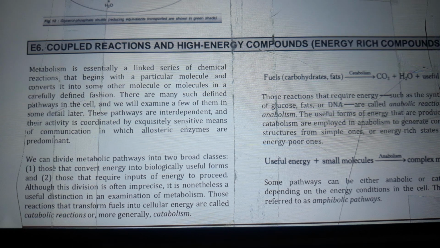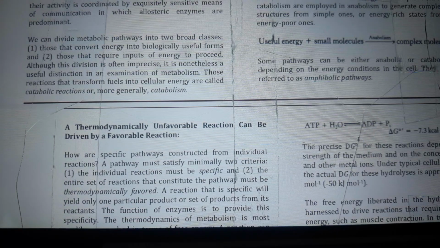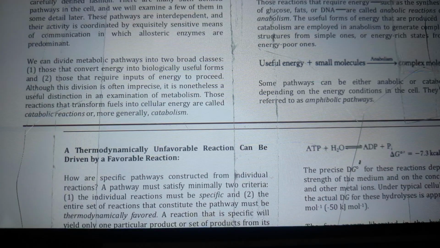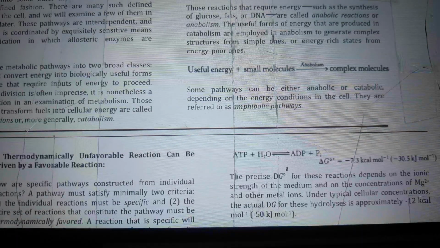predominant. We can divide metabolic pathways into two broad classes: those that convert energy into biologically useful forms and those that require inputs of energy to proceed. Although this division is often imprecise, it is nonetheless a useful distinction in an examination of metabolism. Those reactions that transform fuels into cellular energy are called catabolic reactions, or more generally catabolism. Fuels such as carbohydrates and fats, for example, undergo catabolism to give carbon dioxide, water, and useful energy.